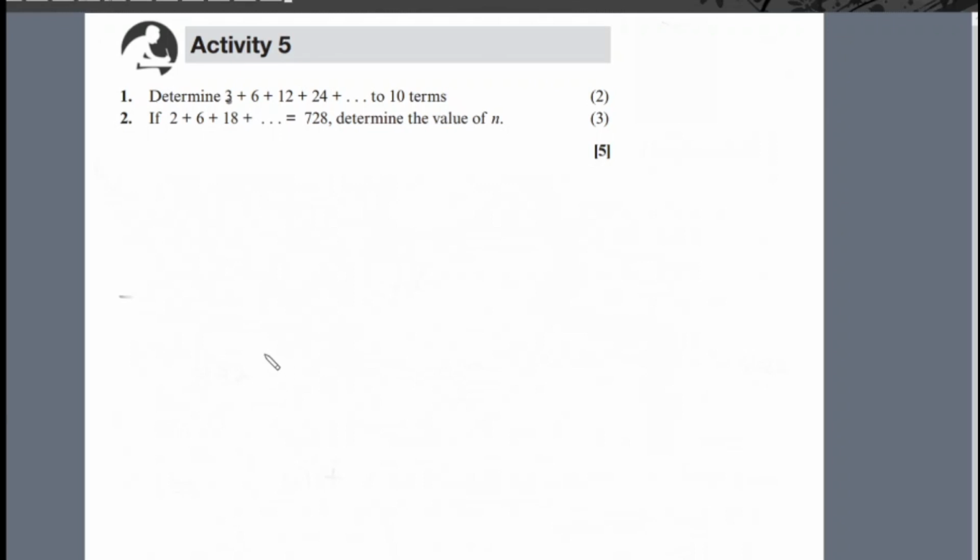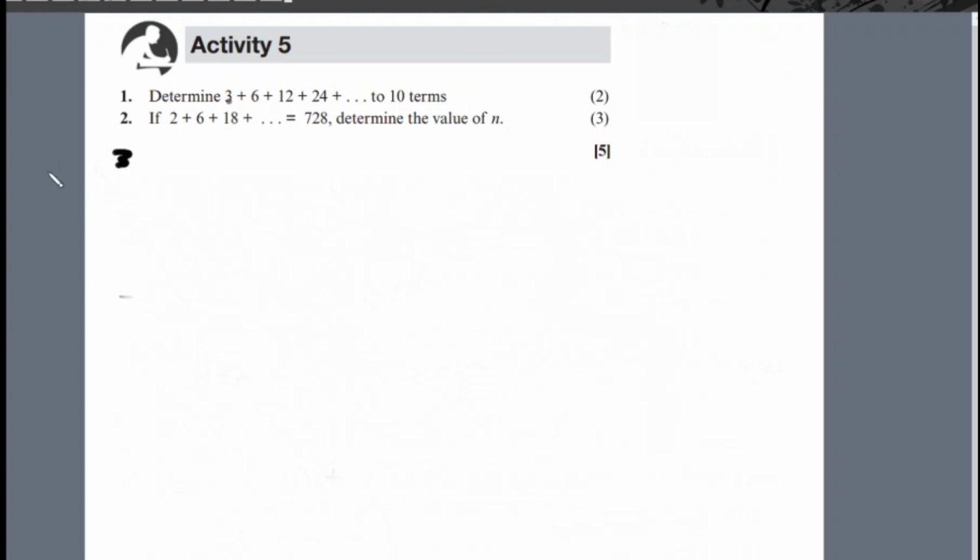Okay, so let's go through activity 5. Determine the sum of 3 plus 6 plus 12 all the way to 10 terms, right? So you have a series. Abakutshela ukuthi what type of a series is this? Is it an arithmetic series or a geometric series? So you first need to check the type of the series before you can proceed.